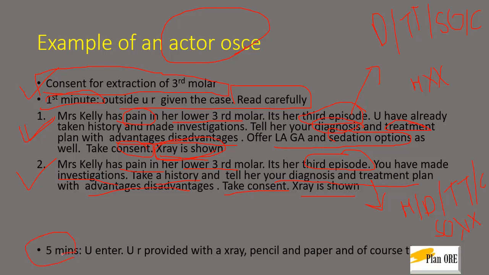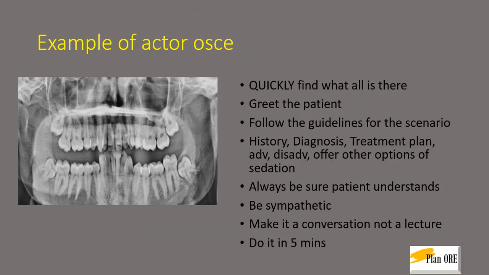So once the 1 minute alarm rings, you enter and you're given and provided with the actor patient, the x-ray of the patient and a pencil and paper to help you draw. You may or may not be given a pencil and a paper. In that case, you just need to point out in the x-ray and explain to the patient. So as soon as you enter, quickly find out what all has been provided to you. Greet the patient and then start talking to the patient in a systematic order.